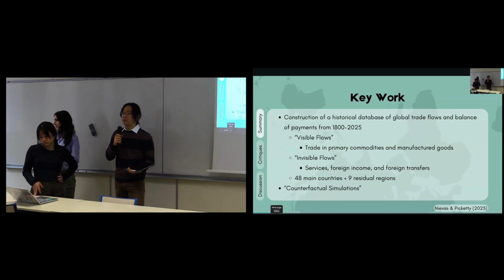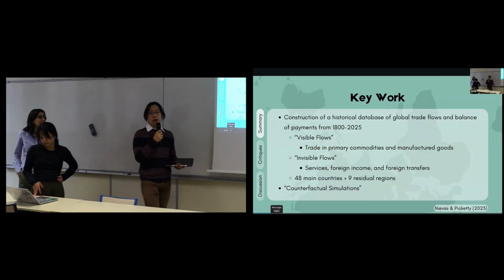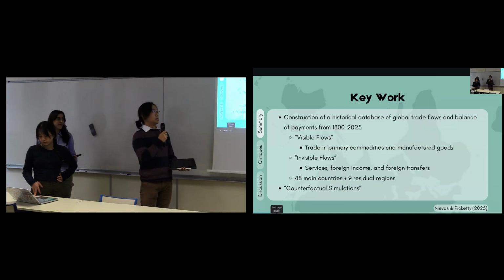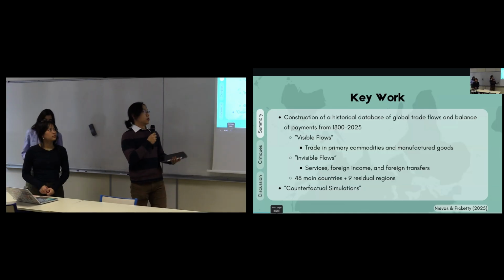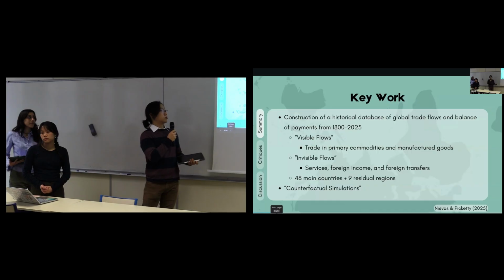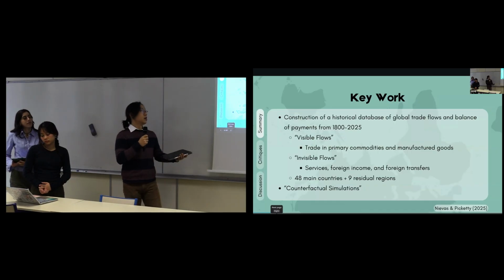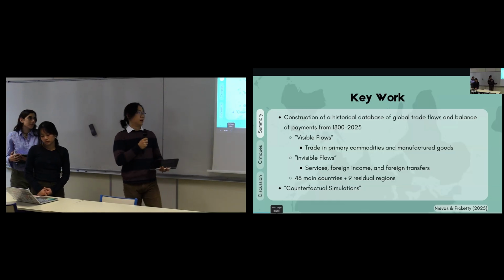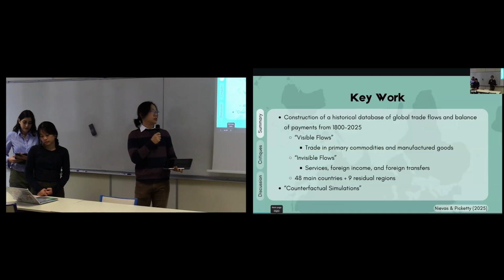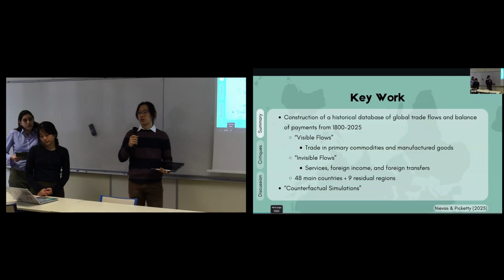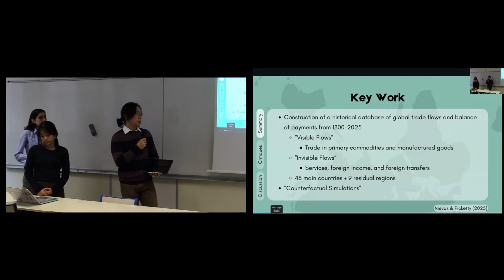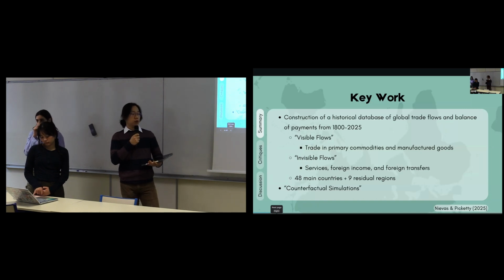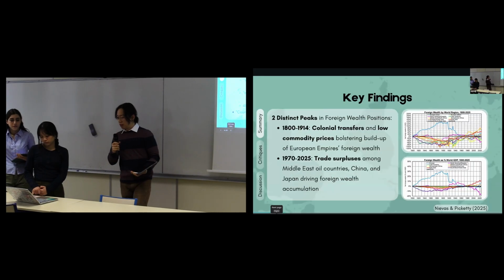Overall, the key work of this paper is constructing a novel historical database of trade balances and balance of payments over the period of 1800 to 2025. There are several distinctions and disaggregations between primary commodities, manufactured goods, services, foreign income, and foreign transfers. It has global coverage with disaggregation into 48 main countries, and the rest of the regions being into 9 residual regions. And then they also provide counterfactual simulations to further bolster their claims, which we will get to.